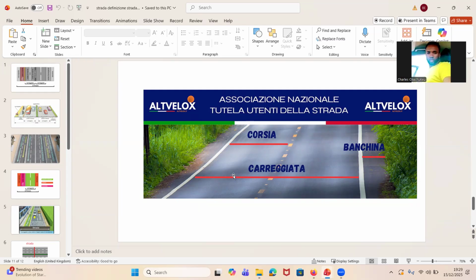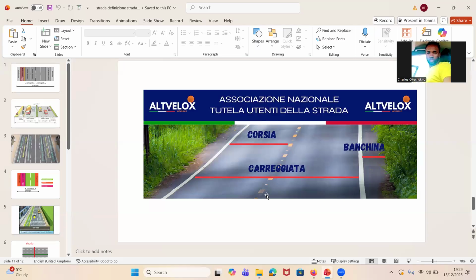Now, we've just discussed carreggiata. Now, how do you know senso unico and doppio senso? Write them down. How do you know senso unico? In the center of the carreggiata, you will see this discontinuous line. That is senso unico. Write them down. Simple.